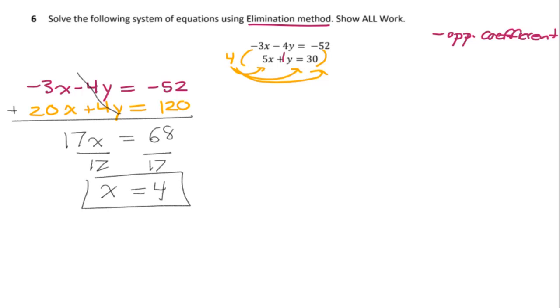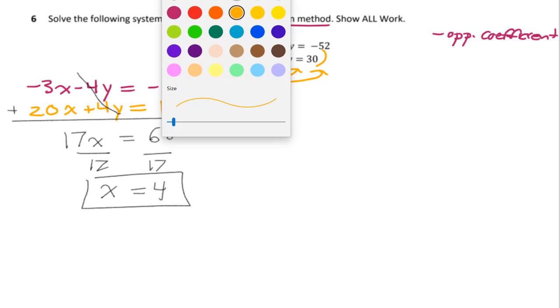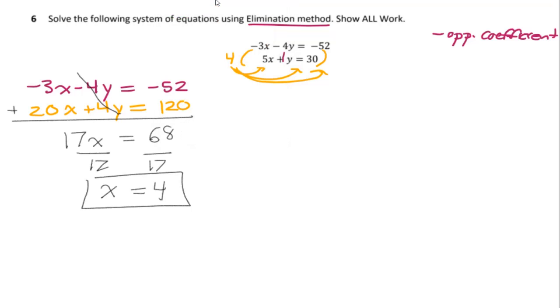Now remember, I'm only halfway done. I have to go back into one of my original equations. Just because, I don't know, the first one has a lot of negatives in it. I'm just going to use the second one. It doesn't look so bad. Plus, the y is kind of by itself. There's a 1 there. So now I'm going to plug in 4 for x.